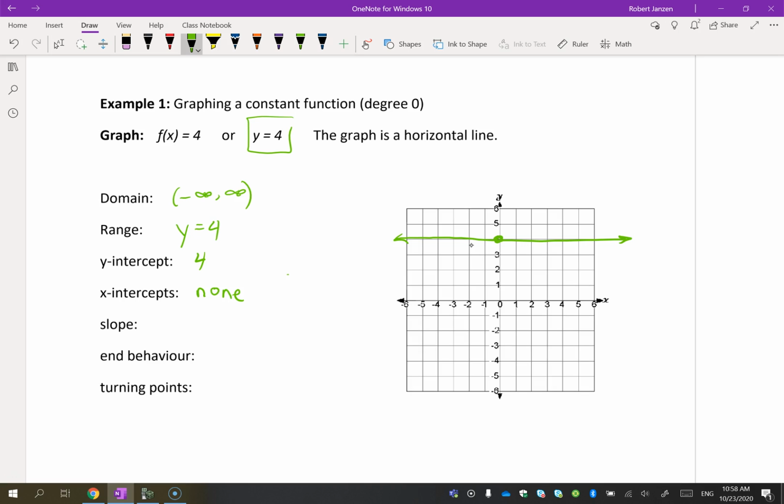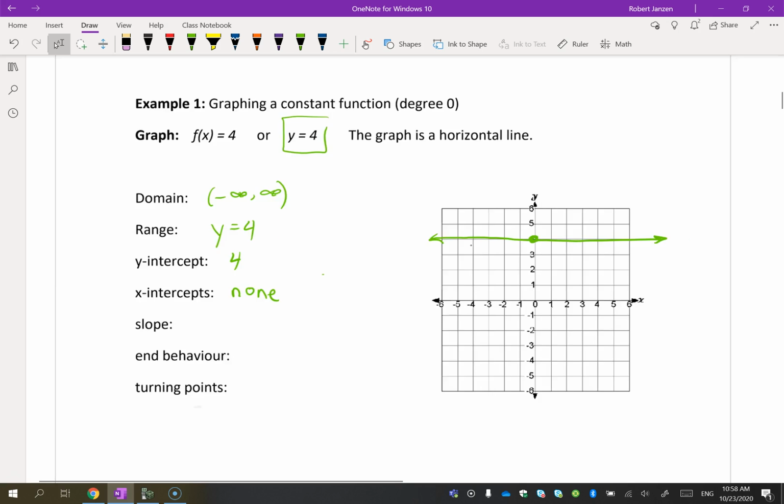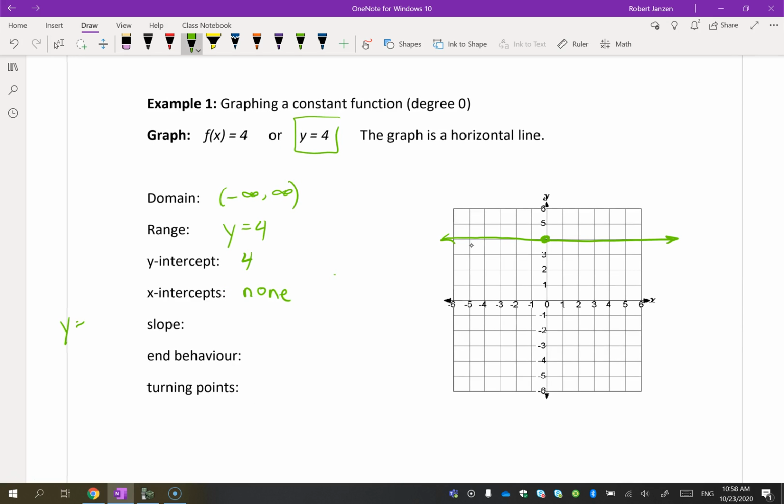Slope. Well, you have to go back to grade 10. And if you remember y equals mx plus b, the slope was always the number in front of the x with a line. Well, this graph doesn't have a term from x. Really, it's y equals 0x plus 4. This has a slope of 0. And that should make sense. We have a line that is going straight across. It's not getting any higher or lower. It's not rising or falling.